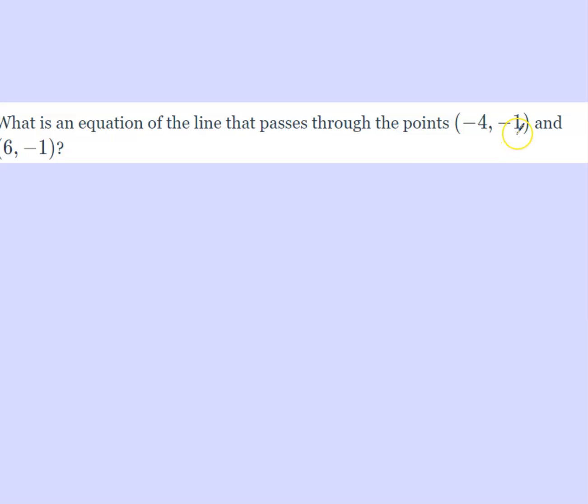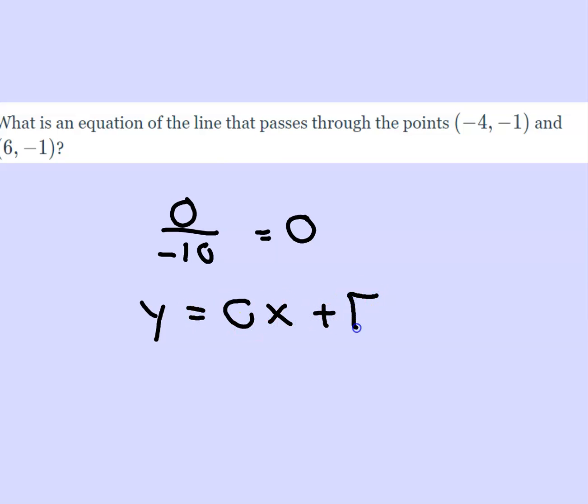if you subtract the y's, let's see, -1 minus -1 is 0. -4 minus 6, that's -10. Any way you slice it, you still get 0. So y equals 0x plus something. And if I choose one of these points, how about this one here? If I put 6 in there, 0 times 6 plus something has to get me to -1.